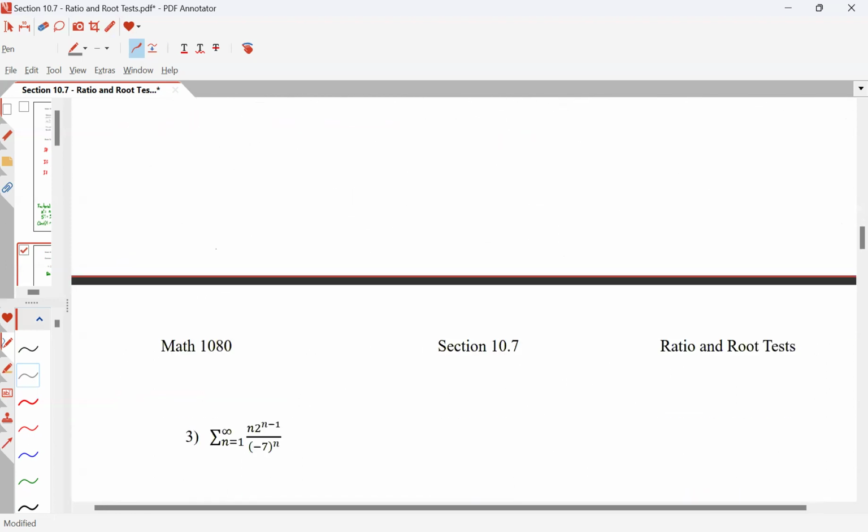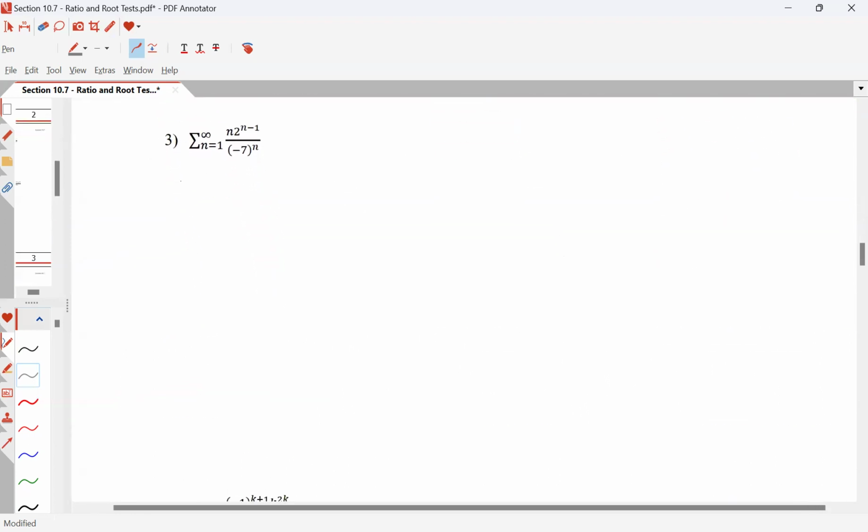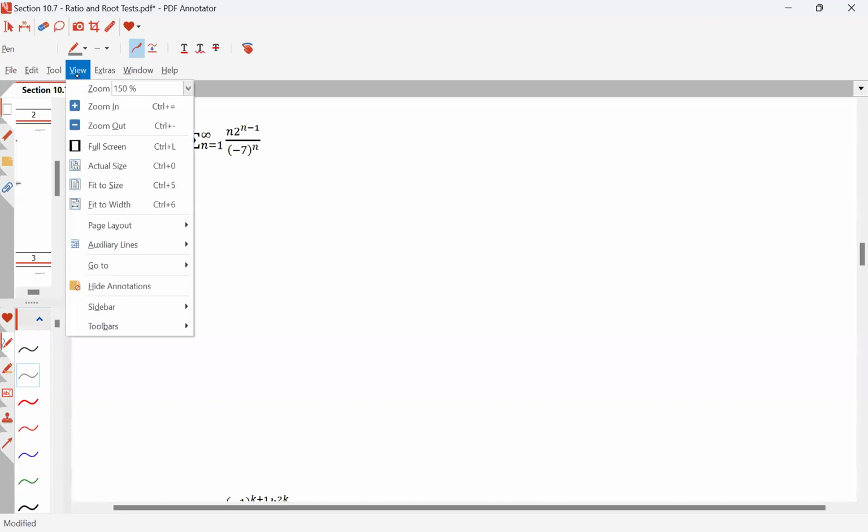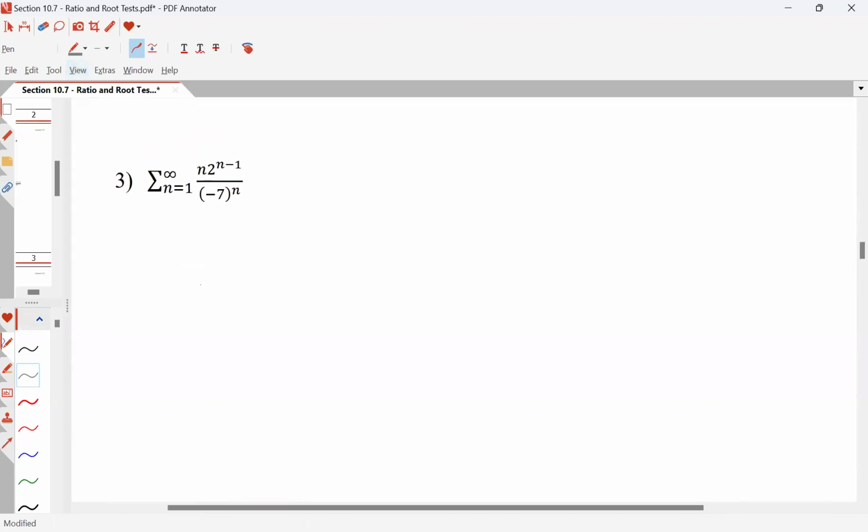Taking a look at another example, we have the series n equals 1 to infinity of n times 2 to the n minus 1 all over -7 to the n. Setting up our ratio test, we have, add 1 to all the n's, divide by the normal sequence.